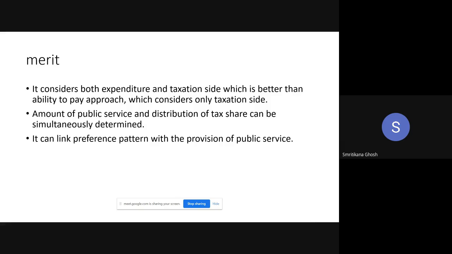So now the thing is the merit. Obviously you can understand the benefit approach is relating the preference of the consumer with the provision of the public service. You have just given one public service to the people, it may not be preferred by the people, na? So you can understand whether it is preferred or not through their tax payment status. According to this approach, I'm not telling this is the reality, but according to this approach, you can understand. So this is the thing regarding the benefit approach.